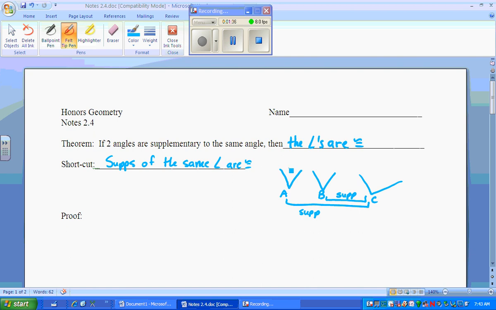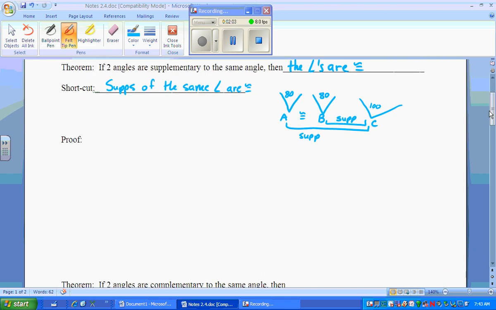Let's take numbers, for example. Let's say angle A is 80. Well, we know it's supplement to C, so that means this is 100. Then we know that B and C are supplement. C can't change its size, so that's 100. So that means the supplement is 80, which means that then A and B end up being congruent. Okay? That's the theorem. Let's see where it comes from.